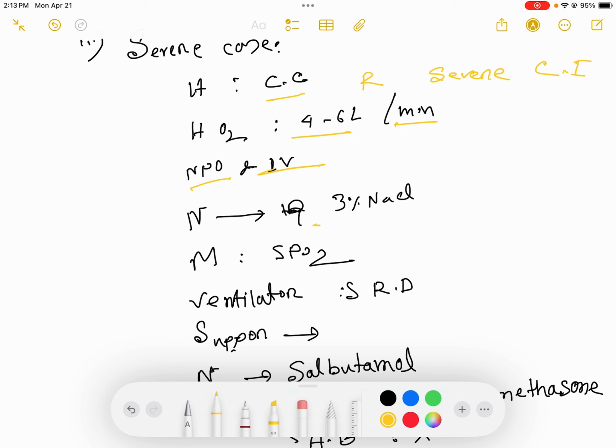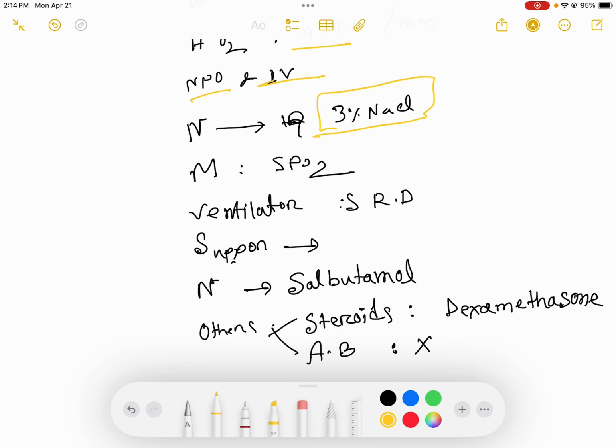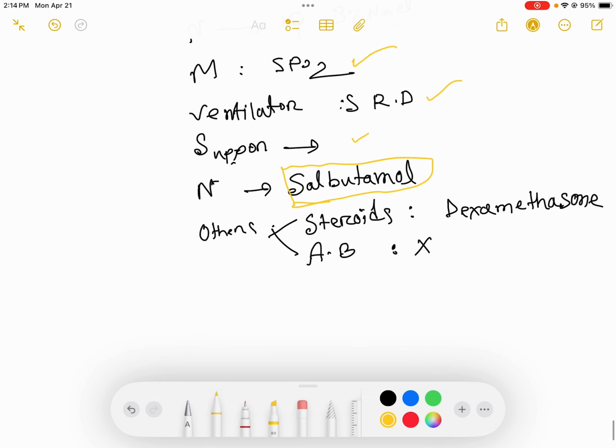Nebulized with hypertonic saline, 3% sodium chloride. Monitoring, particularly saturation percentage of oxygen by pulse oximetry. Ventilator support when severe respiratory distress. Supportive management as in home care, nebulization with salbutamol. Other treatments: steroids, parenteral dexamethasone may be tried only in severe cases. Antibiotics usually no role.